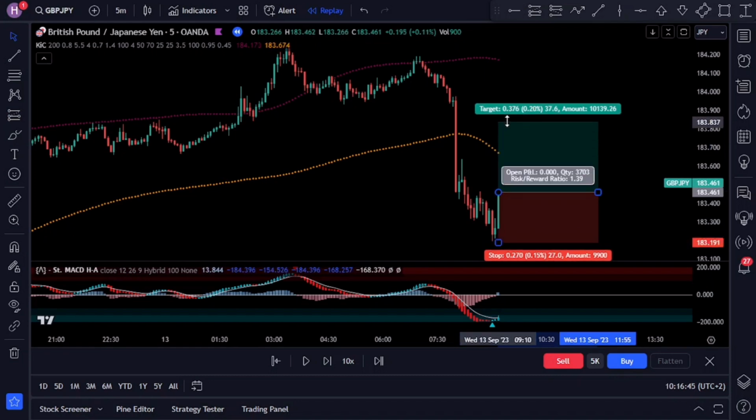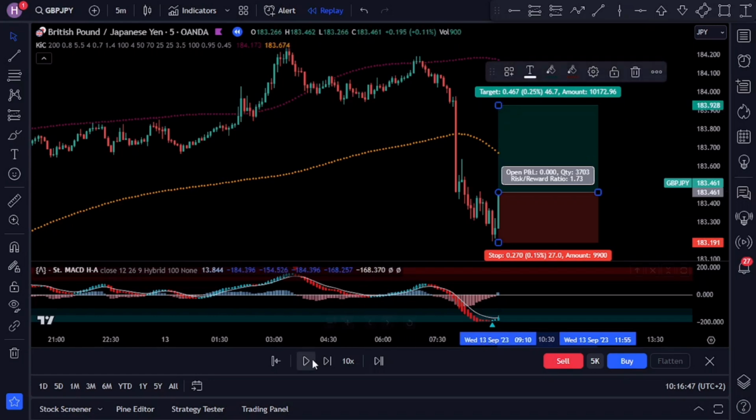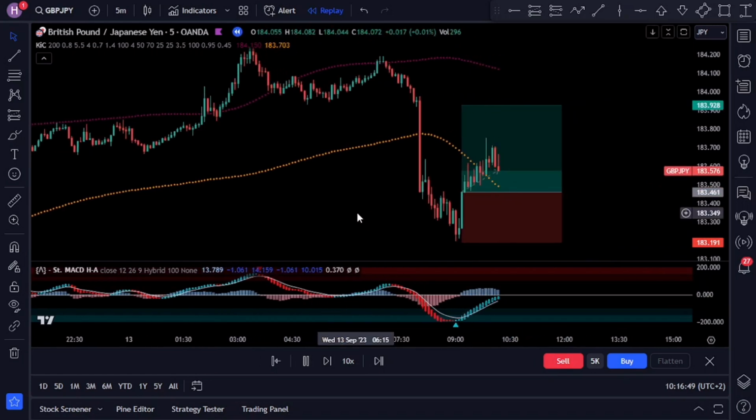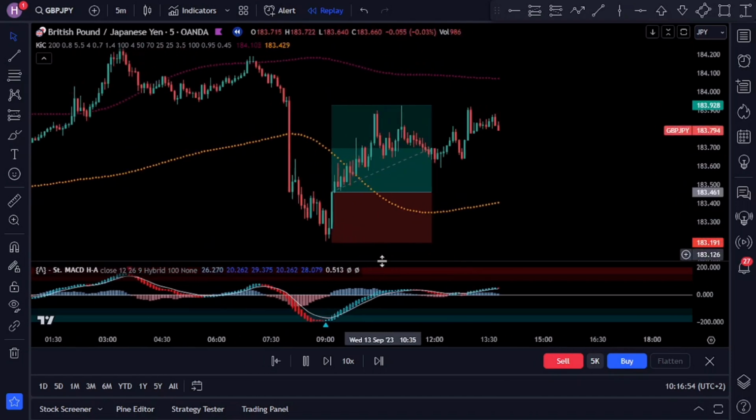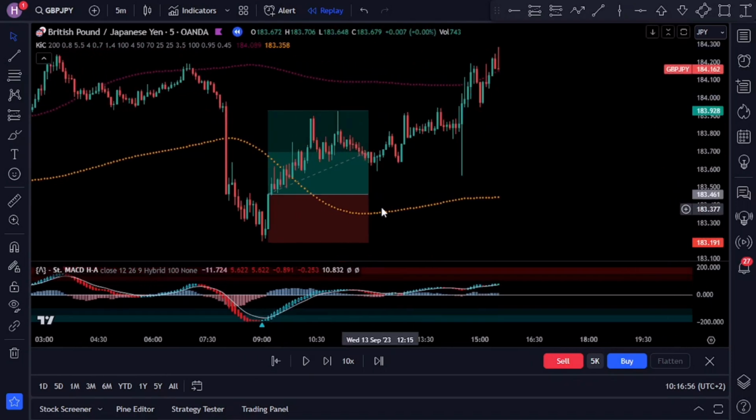For the buy trade, set your stop loss a couple of points below the recent swing and aim for a 1 to 1.5 risk to reward. By combining multiple indicators and cross-checking their signals, we're able to enter another winning trade.